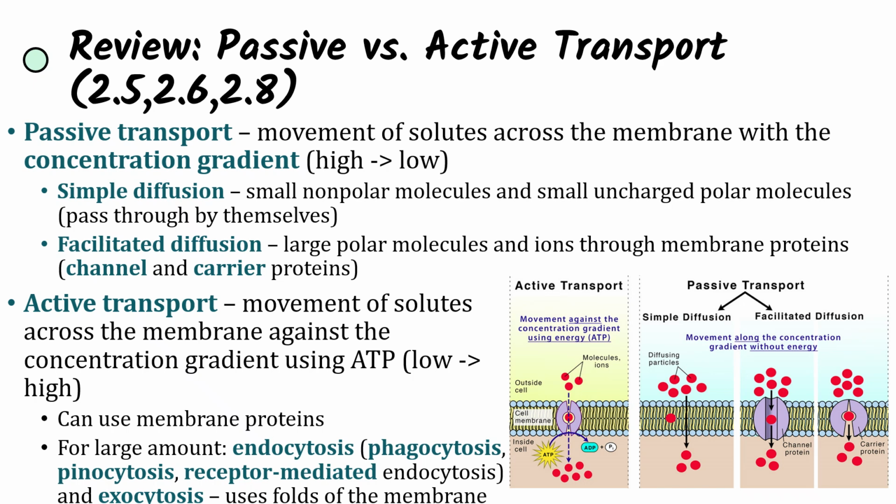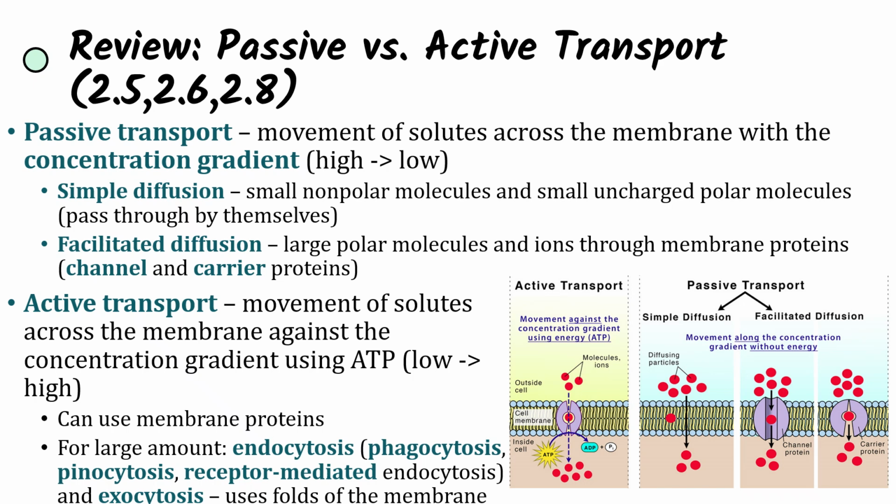Now, for large polar molecules and ions, membrane proteins are needed, which pass through the whole membrane, these transmembrane or integral proteins. This is through facilitated diffusion. Facilitated meaning helping. So the protein is going to help this substance pass through the membrane either through a channel protein or a carrier protein.